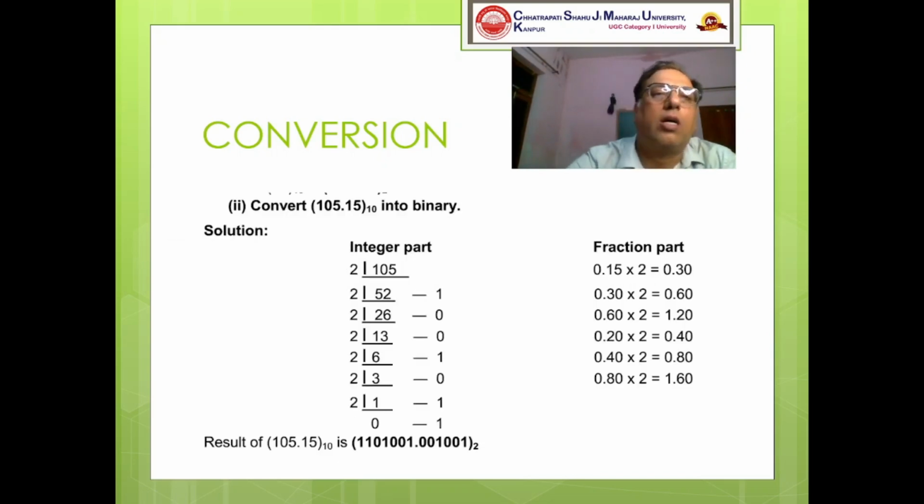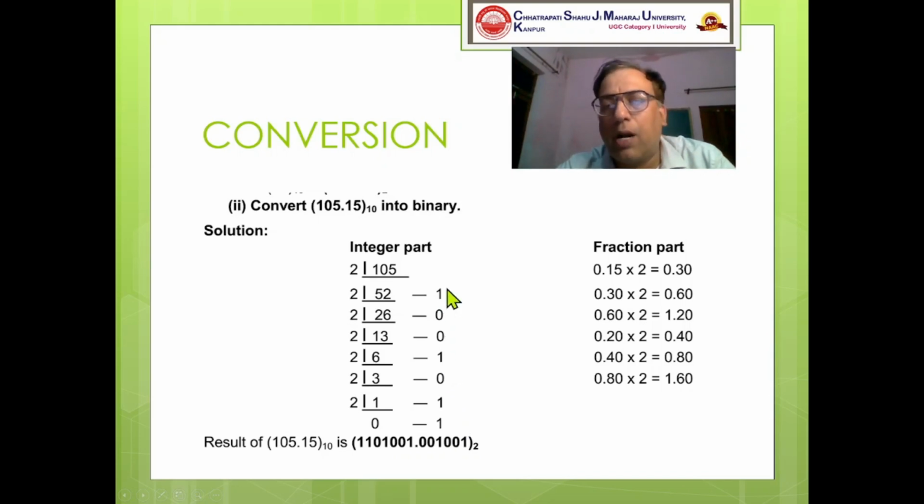Now let us convert a fractional decimal number into binary. In this case, we will take the integer part 105, and we will again do the division as we have done in the previous example. 252 divided by 2 gives 1 as a remainder, 226, 0 as a remainder, 2 in 13, 0 as a remainder, 26, 1 as a remainder, and so on. And you are finally getting 11001. This is the binary equivalent of the integer part.